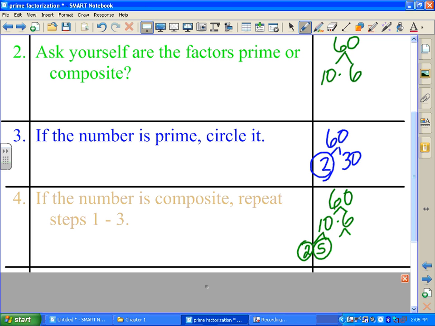Now I'm going to break 6 down. 6 is even, so I know it's divisible by 2. So 2 times what is 6? Well, I know 2 times 3 is. And I know 2 is prime, and I know 3 is prime. Okay, so that is the 4th step.